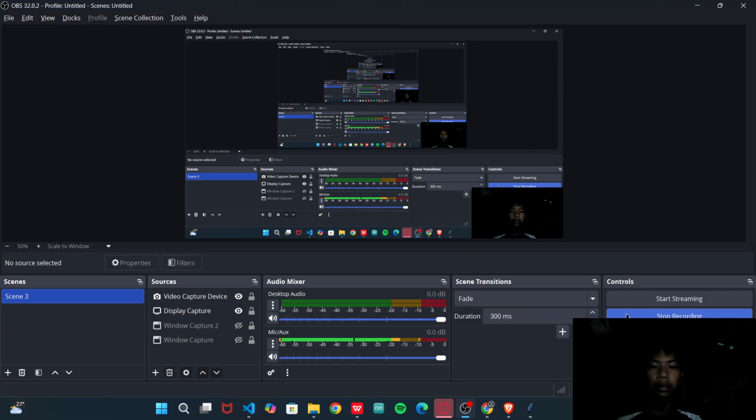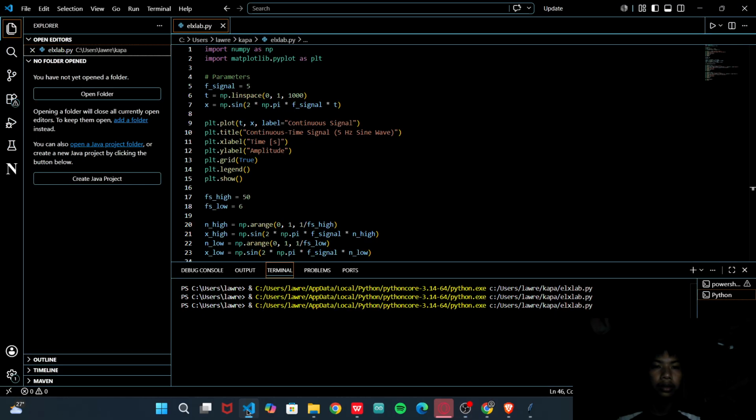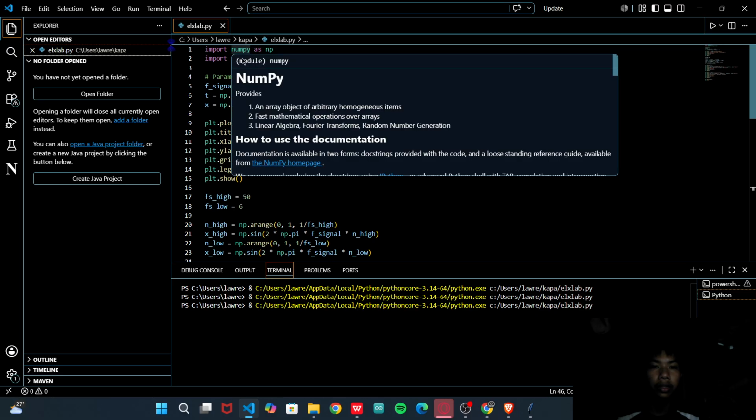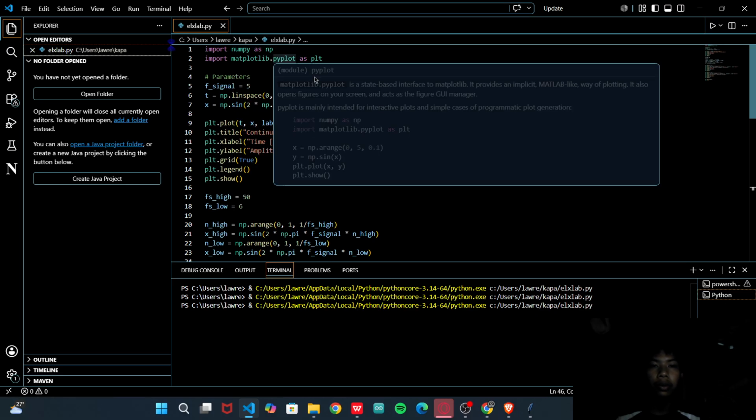I am a BSEC 3 student from Bicol University, Polangui, and today I will be discussing my Laboratory Activity 6, which is sampling and aliasing. First, we import NumPy for mathematical operations, and we import Matplotlib for plotting.